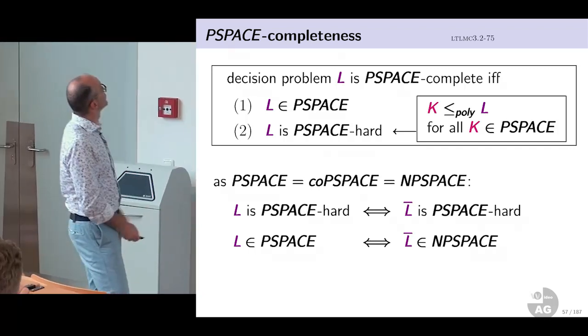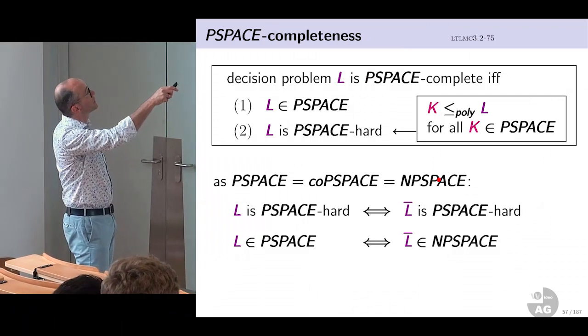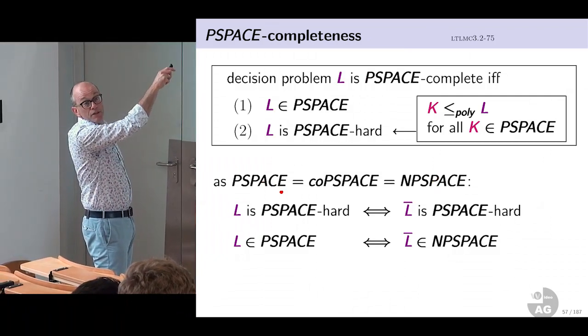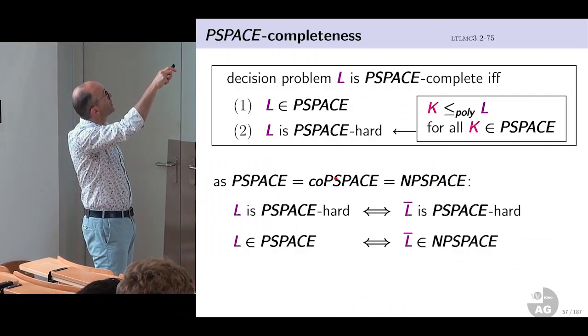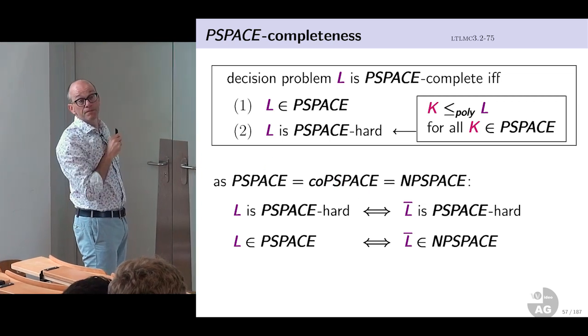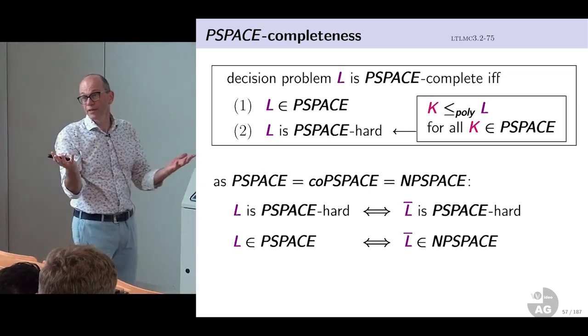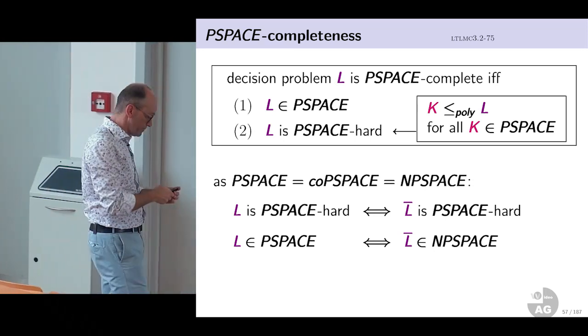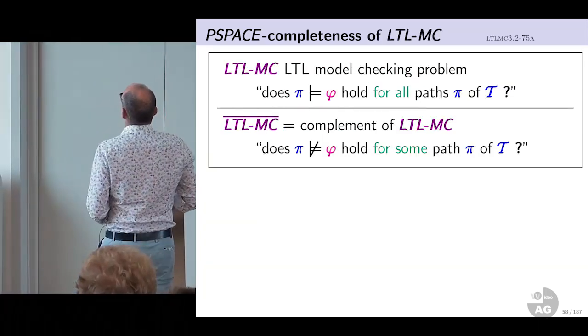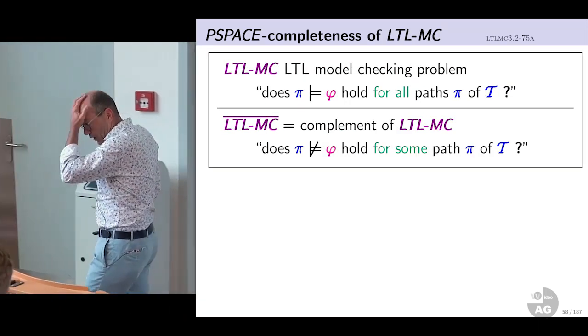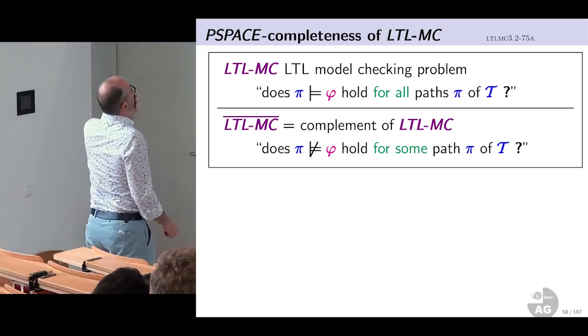Sometimes it's easier to prove that the problem is here rather than proving that it's there. Or sometimes it's easier to prove that the problem is there rather than proving that it's here. And you can use this fact because those classes coincide. Good. So why is this important for LTL model checking?